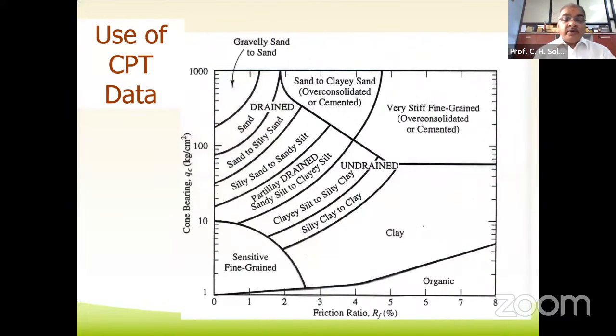This slide shows the use of CPT data and how it is being used. So cone bearing versus friction ratio has been shown, and what the type of soil is has been presented here on the basis of the resistance we obtain.